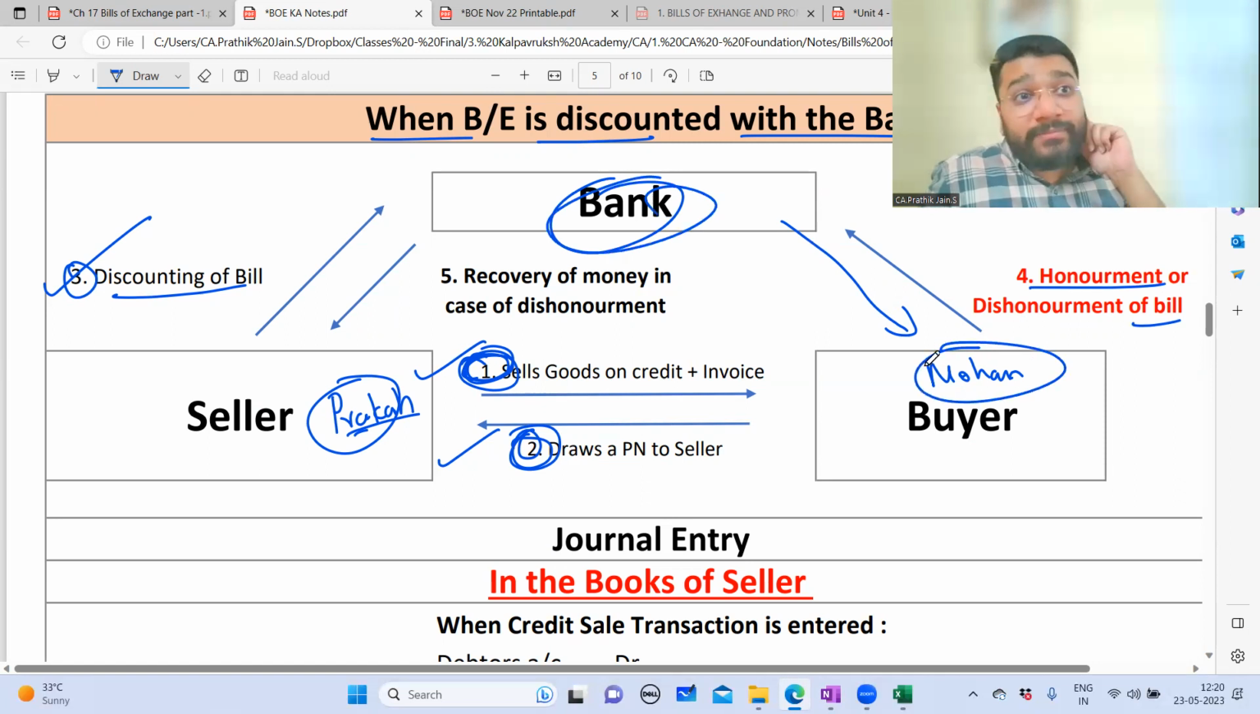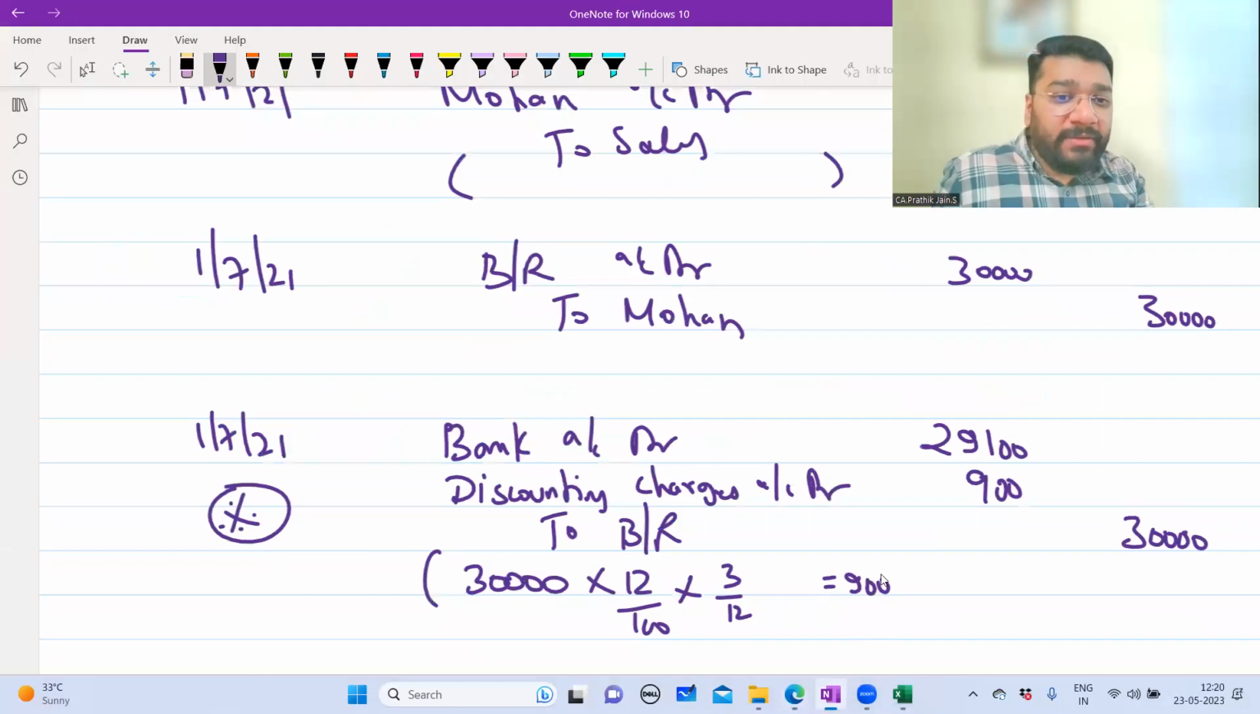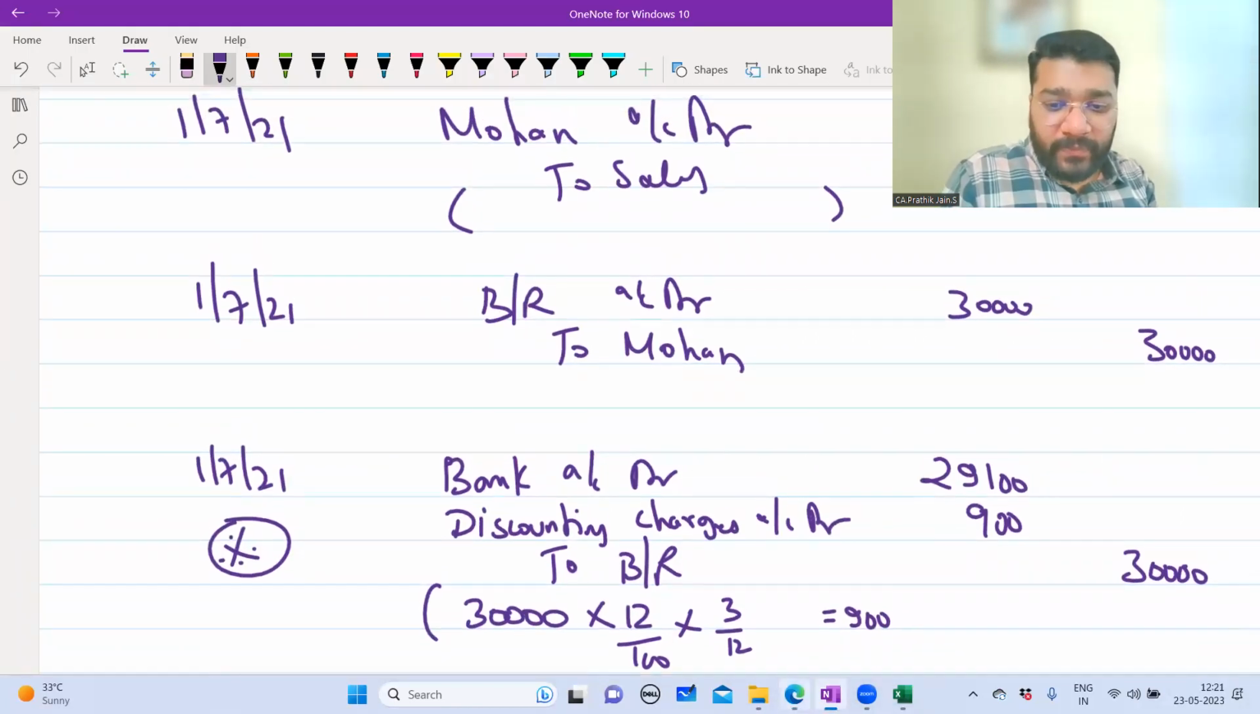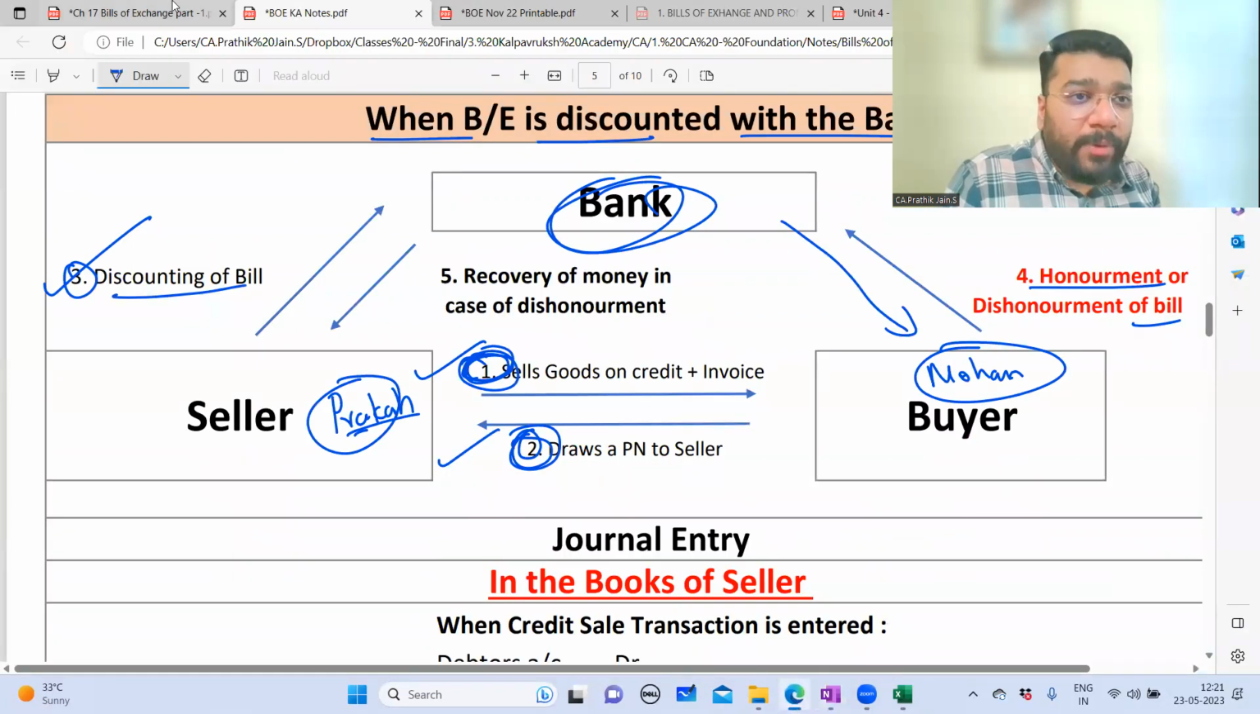Will Prakash record that? So can I say for Prakash, we'll stop with these 3 entries? Online people? Yes, sir, we'll stop with the 3 entries. Any problem here?